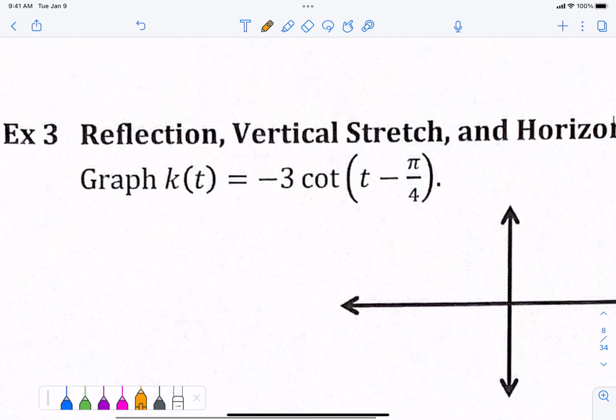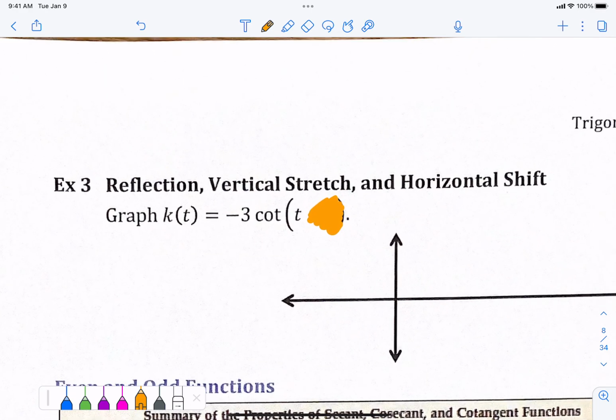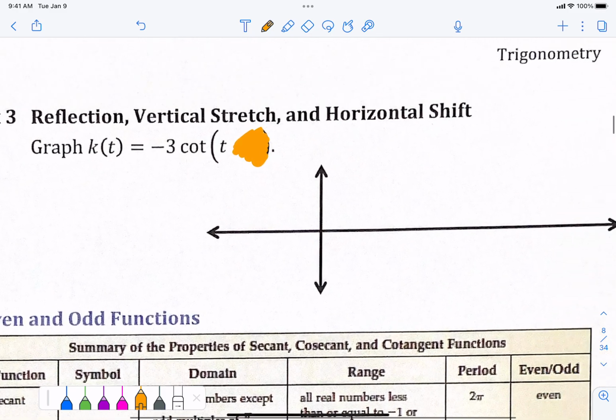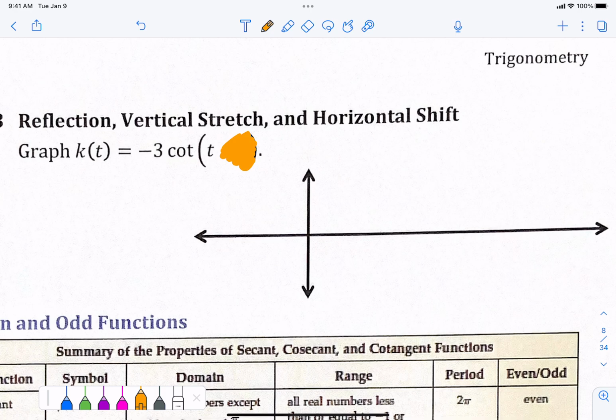We are not going to do this part, minus pi over 4. We're just going to go negative 3 cotangent of t. So switch him. We'll do example 3, negative 3 cotangent t, and then we'll be done. Okay, negative 3 cotangent t. I'm going to start him at 0, and I'm going to go over to pi, and those are where my vertical asymptotes are going to be.